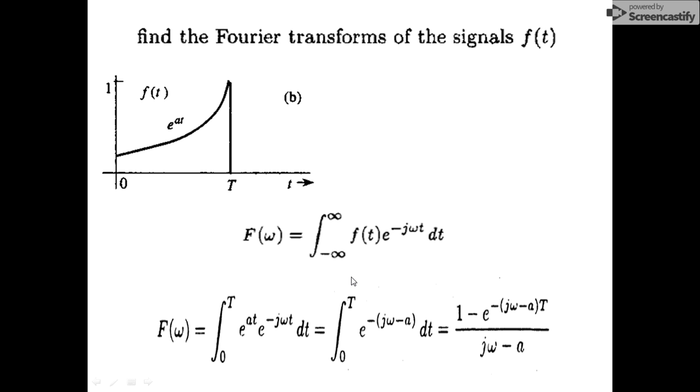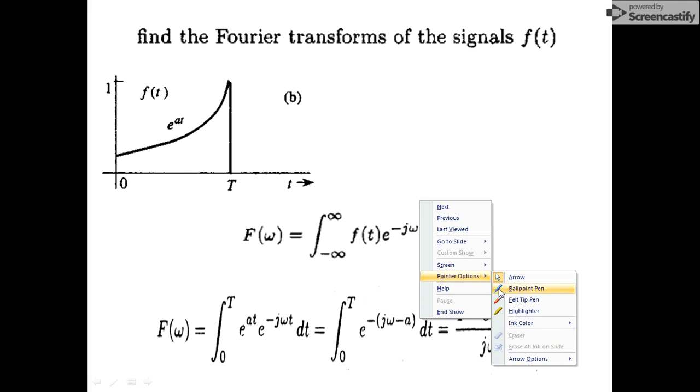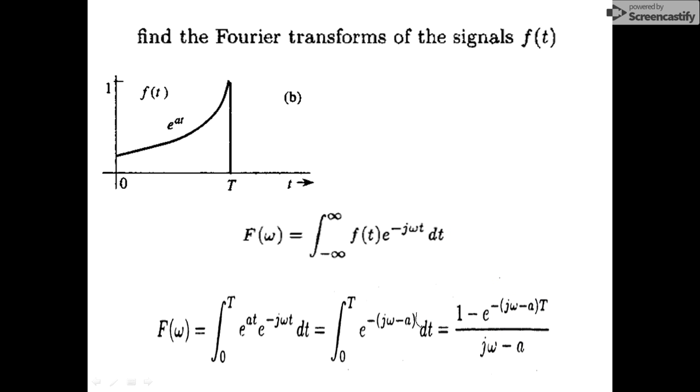is equal to integration 0 to T e to the power minus of (j omega minus a). Here small t will be there, sorry for this mistake, here one small t will be there, and it is dt, and by integration you will get 1 minus e to the power minus of (j omega minus a) into capital T, by (j omega minus a). I hope it is clear. Just simple integration. You all know that the integration of e to the power minus at is e to the power minus at by minus a, and then you substitute the lower limit and upper limit, and you will get this expression. Okay, this is the Fourier transformation of this signal f of t.